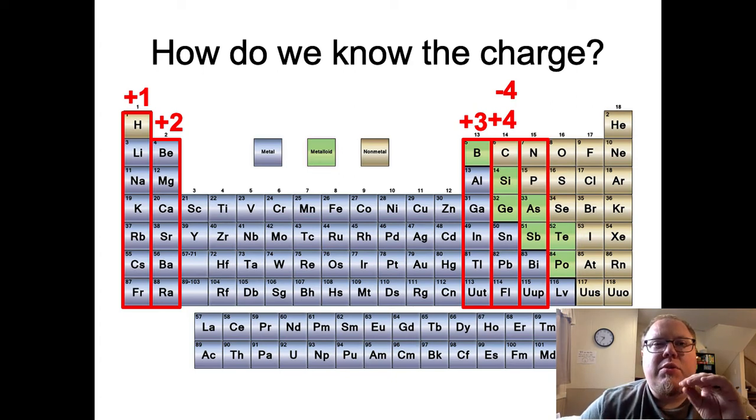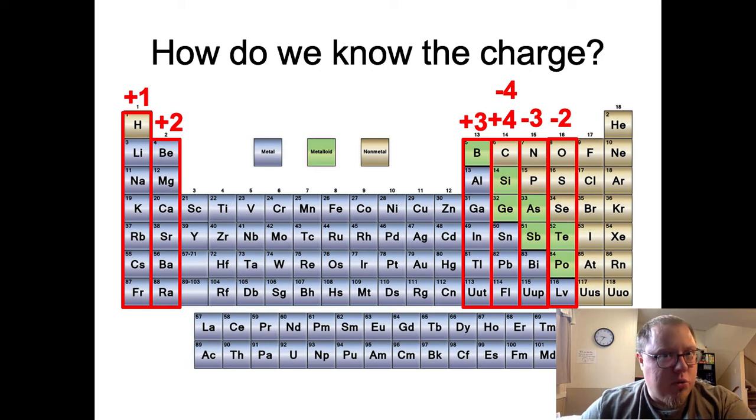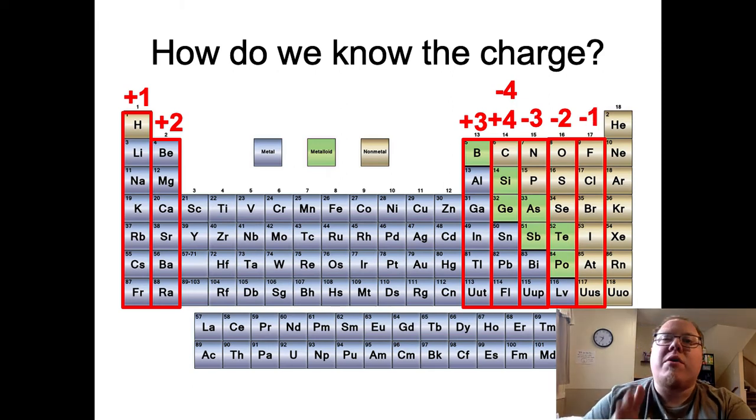These would typically do a -3 charge. So nitrogen and phosphorus, sometimes even arsenic. -3. The next family, oxygen family. Most of these ones are also nonmetals, so these would be -2 charge. They're going to gain 2 extra valence electrons. This last family here, halogens, they are all nonmetal, and so they will all gain a -1 charge. So there's a pattern here as well, starting with the carbon family -4, then nitrogen family -3, oxygen family -2, halogens -1.